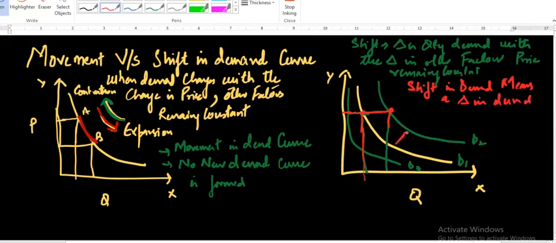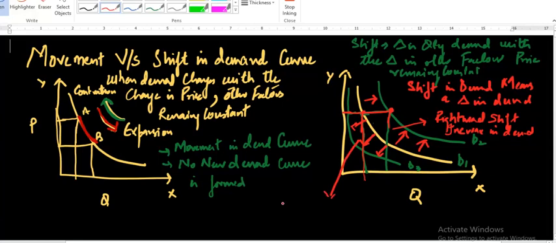Now a rightward shift over here is known as a rightward shift, or it is also known as an increase in demand. Now this shift is known as a leftward shift, and is also known as a decrease in demand.